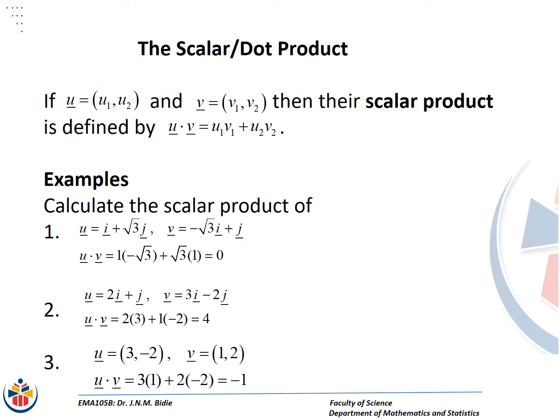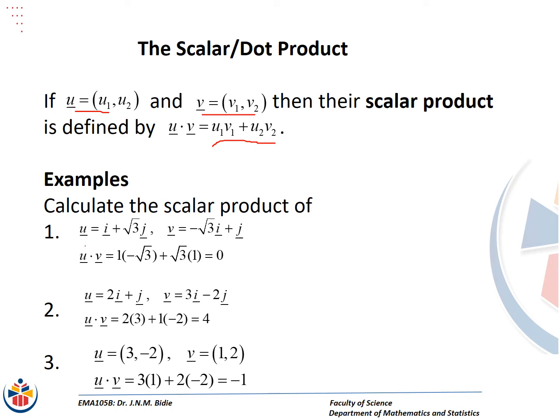Then we move on to the scalar product, which is also known as the dot product. The scalar product of two vectors, u and v, with components u1, u2, and v1, v2, is given by multiplying the corresponding components and adding those products. So that means it's u1 v1 plus u2 v2. That gives you the dot product of the given two vectors. Now let's go to some examples.